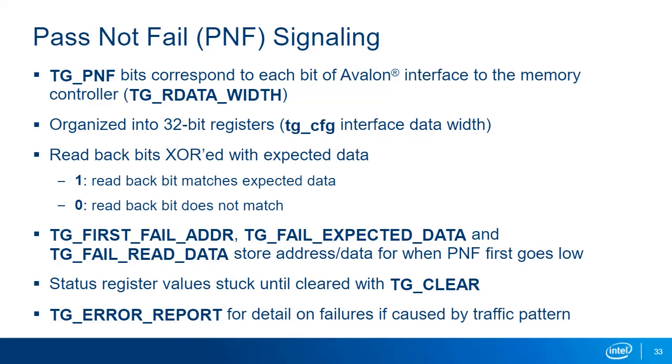Finally, since you can create your own custom traffic patterns, it's possible that you might configure the traffic generator in such a way that the traffic pattern itself may be the cause of data mismatches. If there is a problem with the traffic generator configuration, the TG error report register will store an error code that you can check. Check the EMIF IP user guide for a list of the error codes.